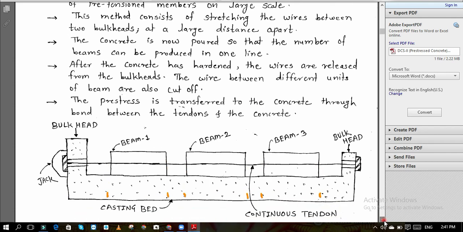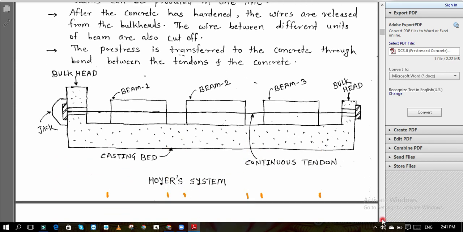Here you can see the diagram and the names. This is called the casting bed on which the beams are kept. This is the continuous tendon. The single tendon is passed. These are called bulkheads. Here is the jack assembly to apply the tensile force. So this whole system is known as the Hoyer system.